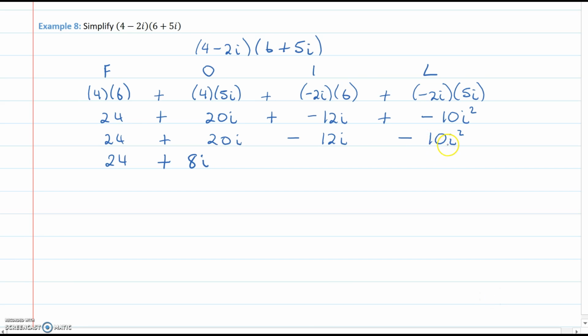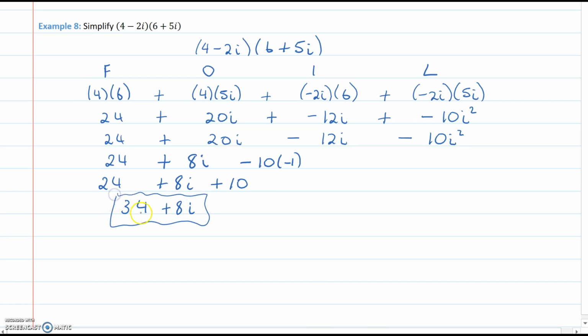Minus 10i squared, remember we replace i squareds. As soon as we see i squareds, we replace them with minus 1. Okay, so that's going to be 24 plus 8i. Minus 10 by minus 1 is plus 10. So now if you look for numbers, 24 and 10 is 34 plus 8i. Okay, so 34 plus 8i.